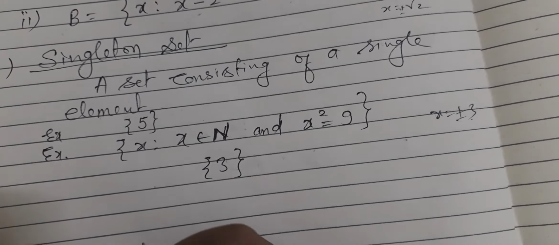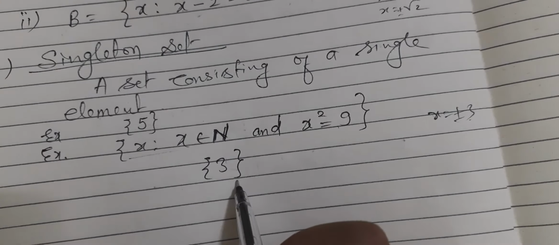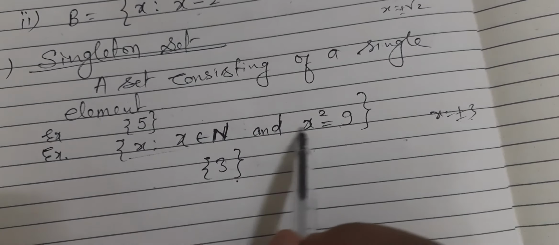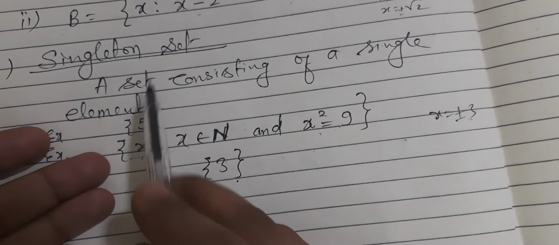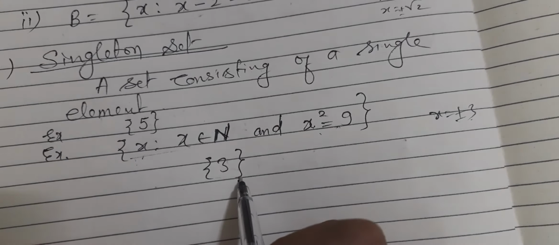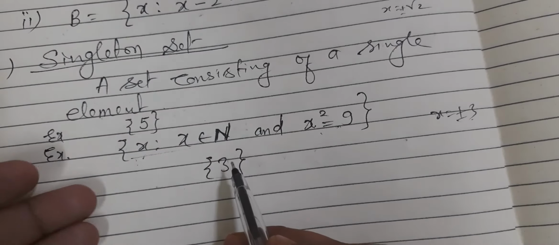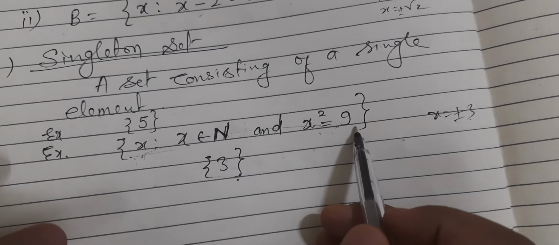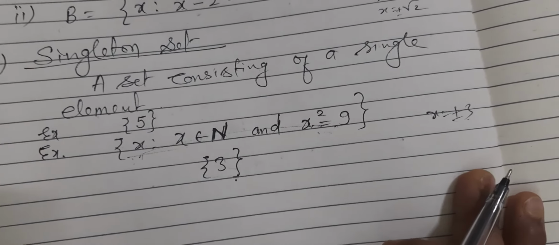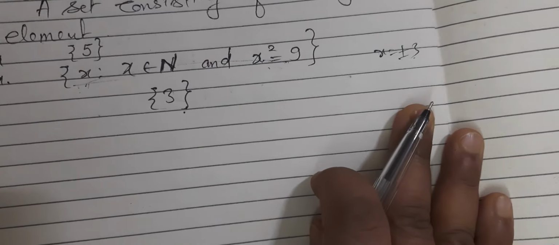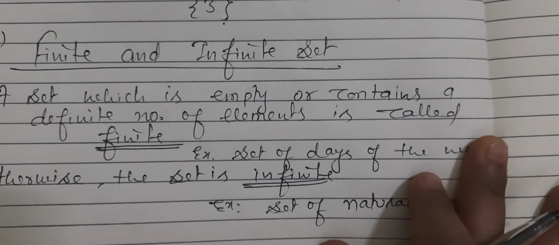Okay, so this is set builder form and this is roster form. So in set builder form, this is the way to write this singleton set, and this is tabular form. But when you observe, you will find that here we have only one element, so that is why it is an example of singleton set.